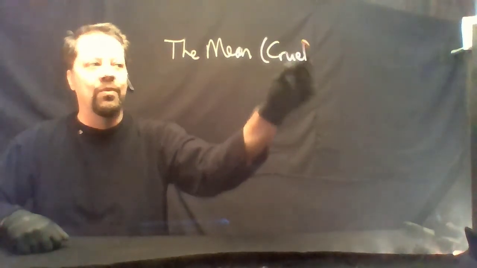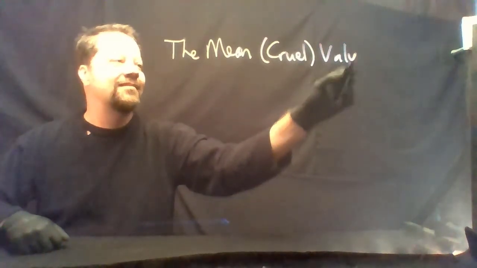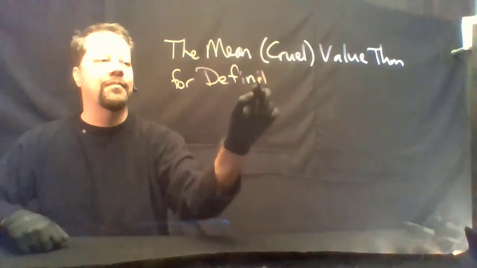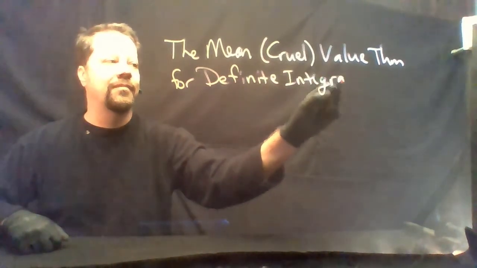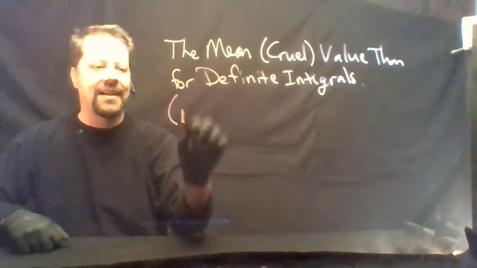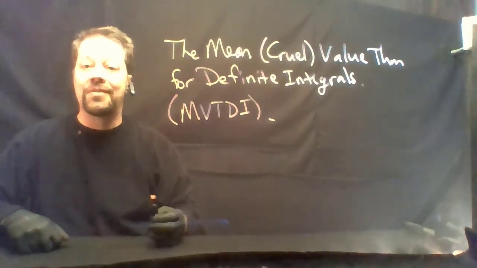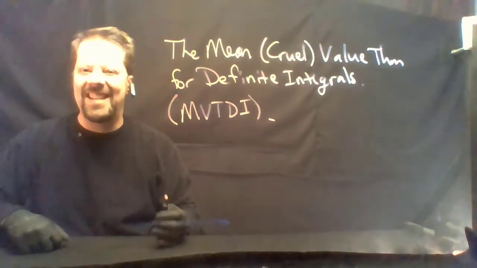We're now going to review the three major theorems from the end of Calculus 1. The first is the mean value theorem for definite integrals. This is not the mean value theorem. This is the mean value theorem for definite integrals. And sometimes I say facetiously, the cruel value theorem. We'll abbreviate this as MVTDI. It says that a continuous function on a closed and bounded interval attains its average.